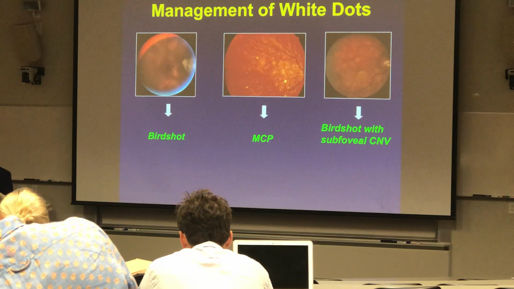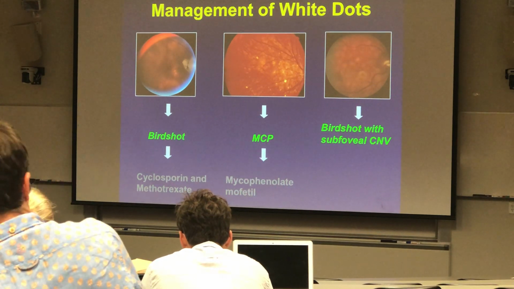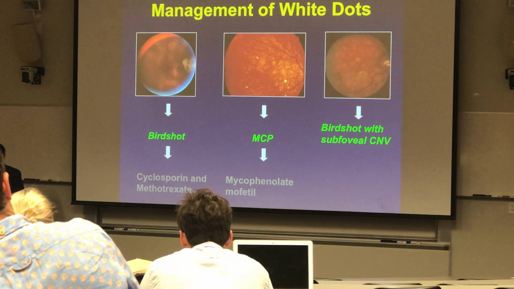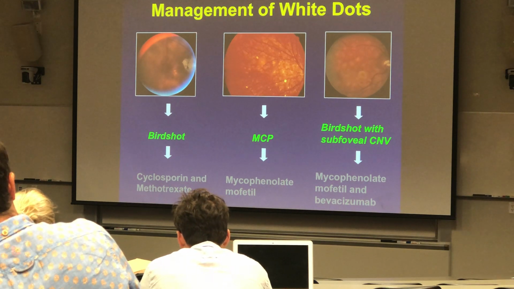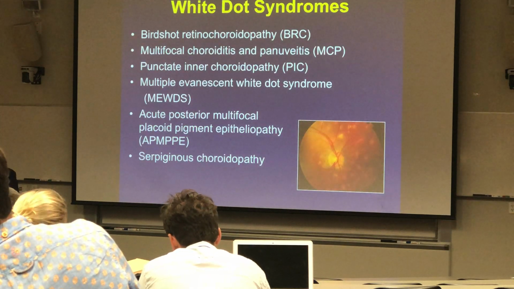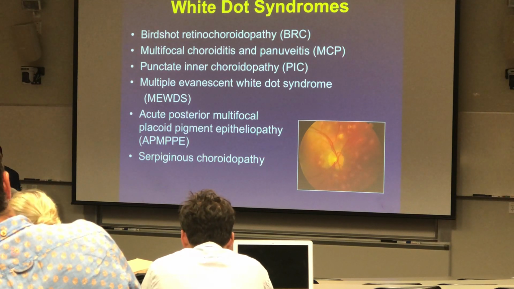So for the management of this, for Birdshot, I use cyclosporin and methotrexate. For this particular one, which is MCP alone, once it's stable, I use mycophenolate, and then I also add the bevacizumab to that as well. So overall, this is the white dot syndrome that I mentioned to you. This is only 6, but you can certainly add some more because sometimes they may not all fit in here.